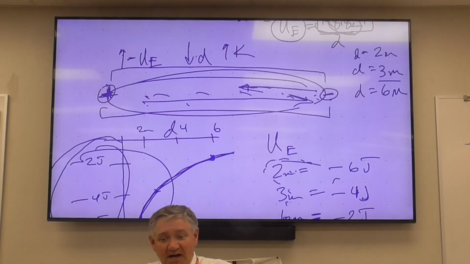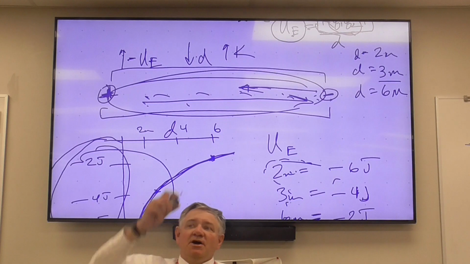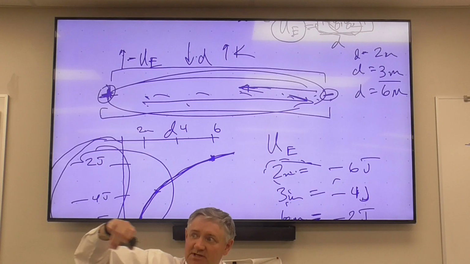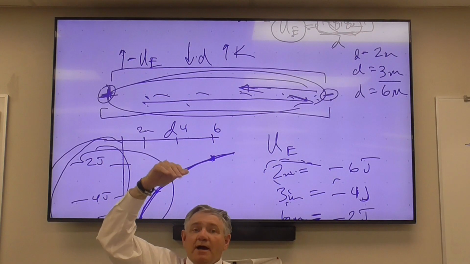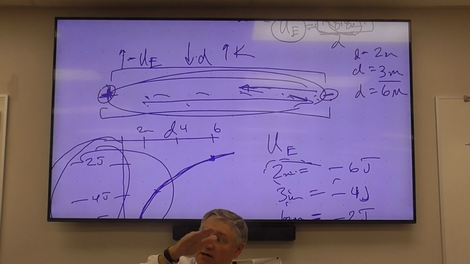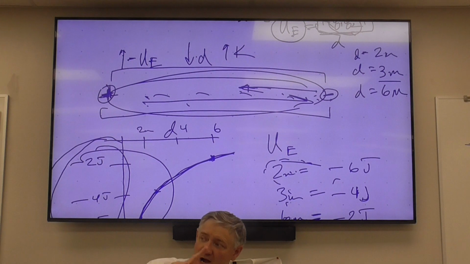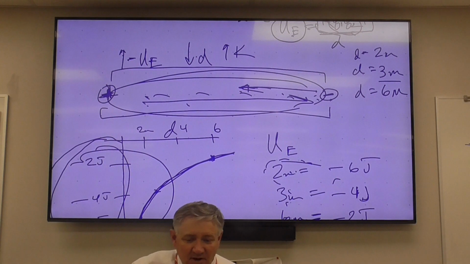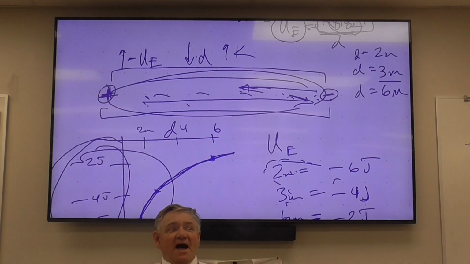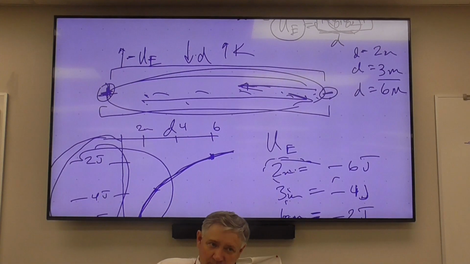Now, this is in sharp contrast to UG being mgh. And if you look at UG being mgh and I just drop this thing, as it falls, what happens to the value of UG in terms of mgh? mgh becomes smaller. Kinetic energy gets bigger. Oh, that makes sense. But if you have oppositely charged particles, as it approaches, it does go faster, but you're increasing the amount of negative UE.